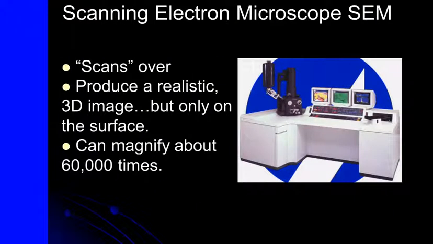There's also what's called a scanning electron microscope, or an SEM. And an SEM can scan, and usually we see only surface type images, 3D images, but those images can be magnified up to 60,000 times. So that will give us a much better image than a light microscope.